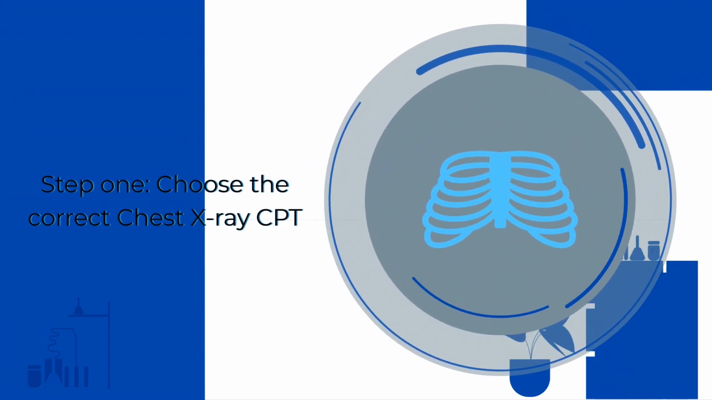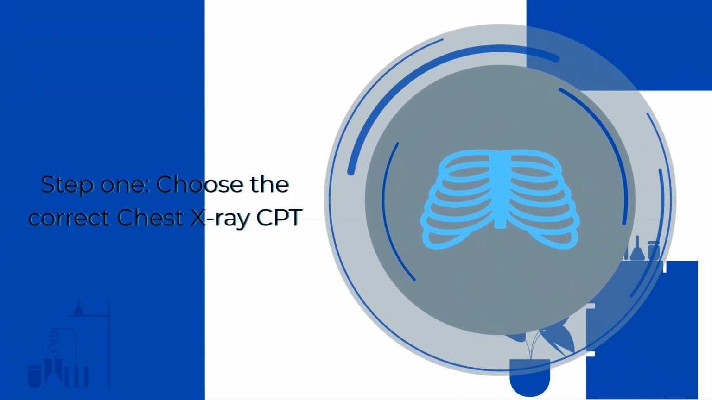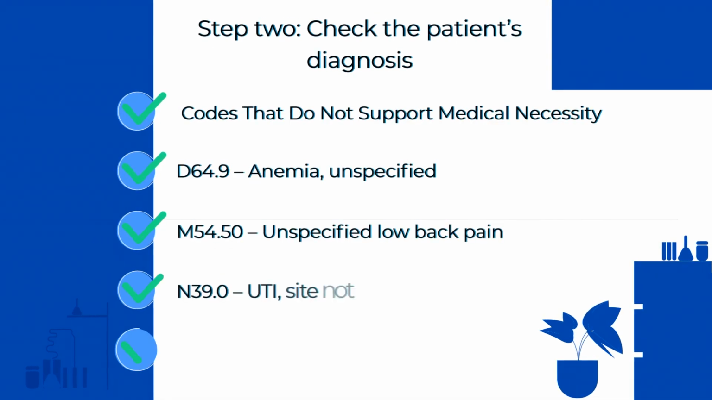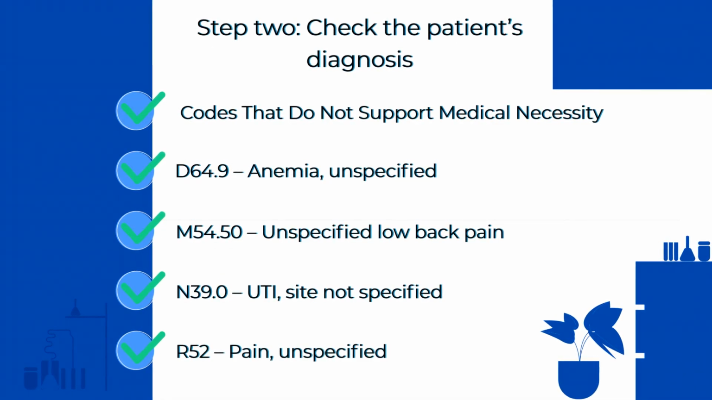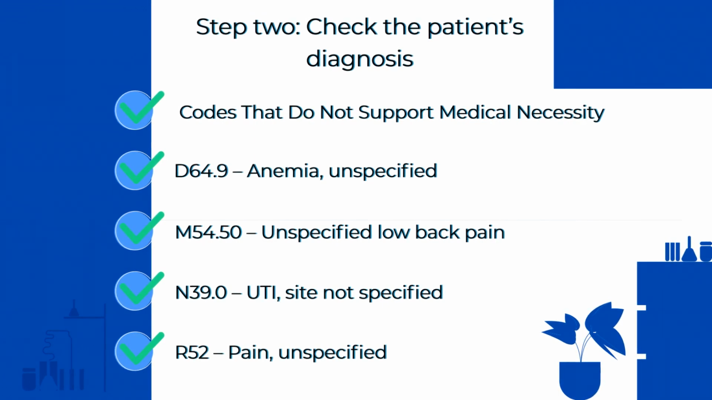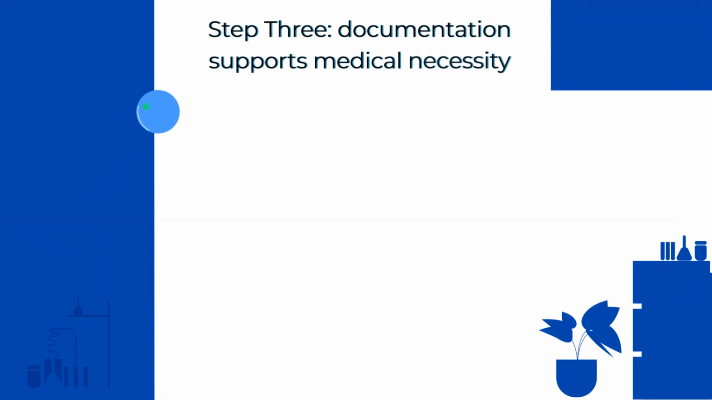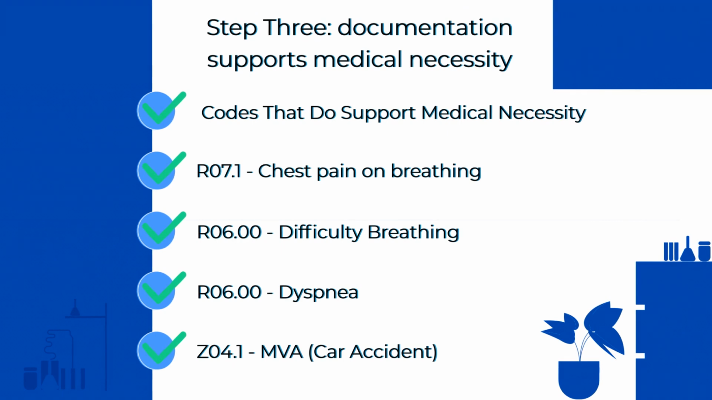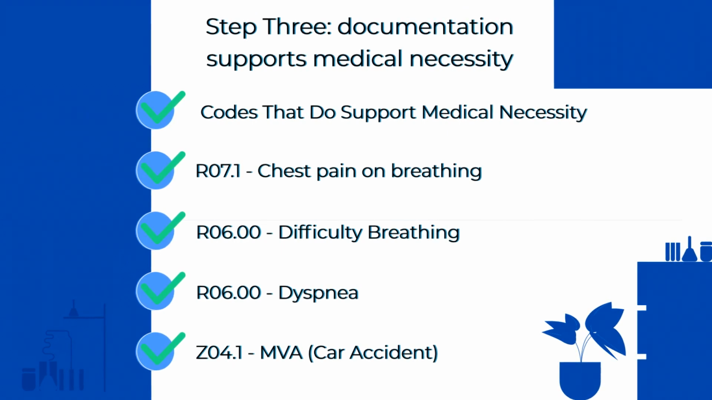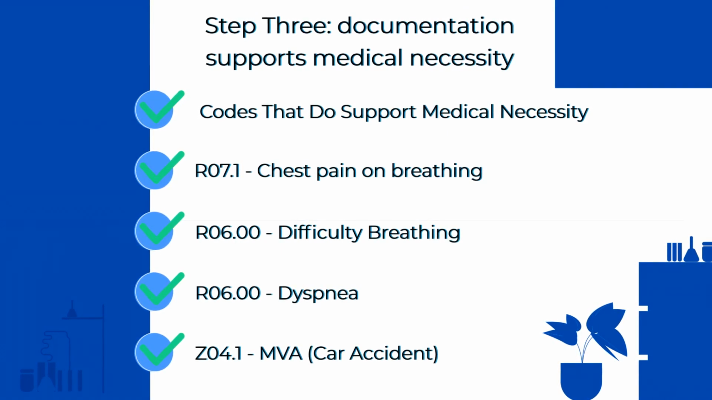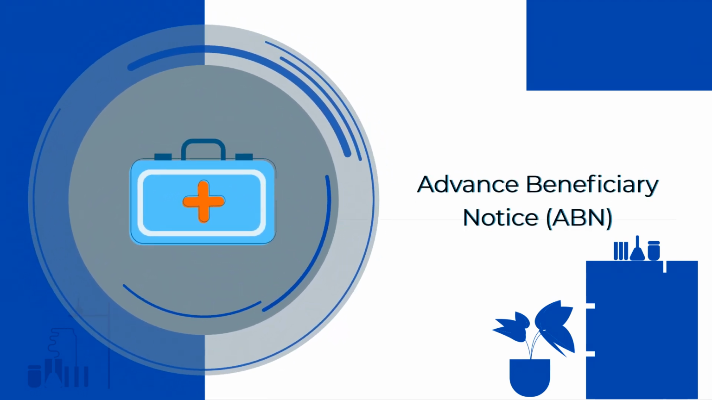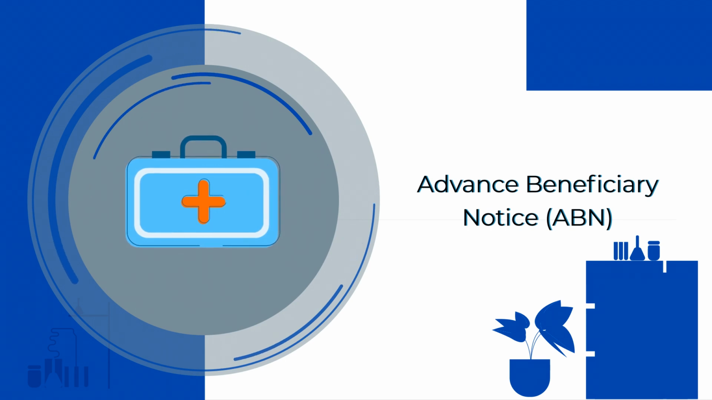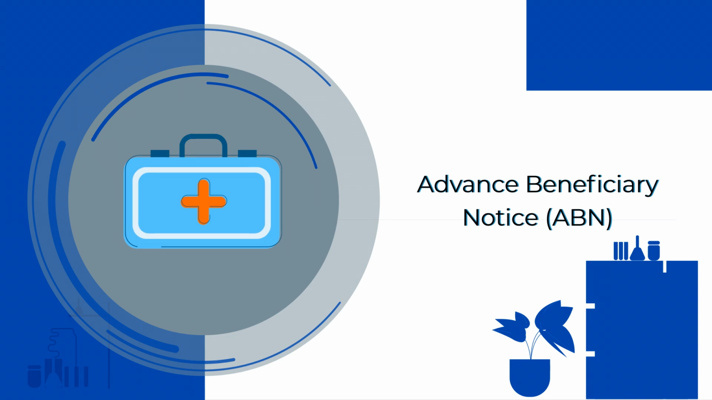When billing for a chest X-ray. Step 1. Choose the correct chest X-ray CPT code based on how many views were taken. Step 2. Check the patient's diagnosis. Make sure it is not one of the ICD-10 codes listed under the Do Not Support group on the LCD. Step 3. Ensure your documentation supports medical necessity, especially if the LCD itself includes a more detailed list of accepted or rejected ICD-10 codes. In these cases, providers should give the patient an advance beneficiary notice, ABN, to let them know they may be responsible for the cost.